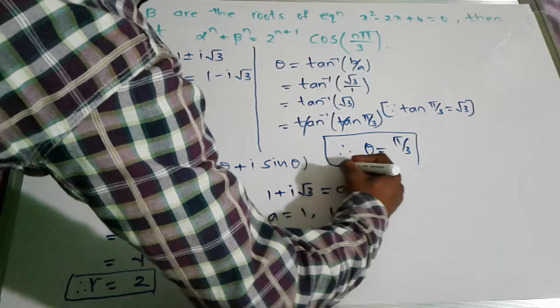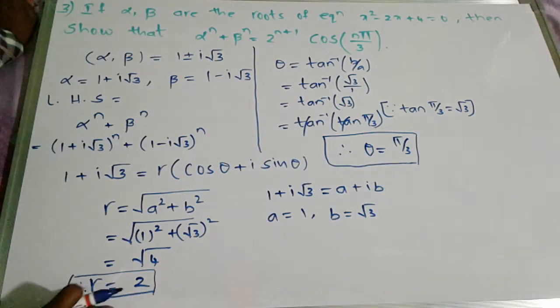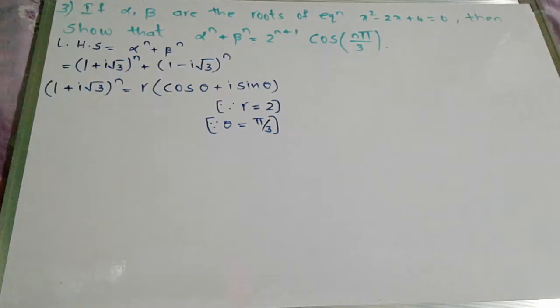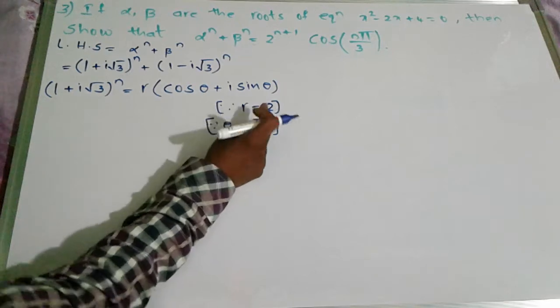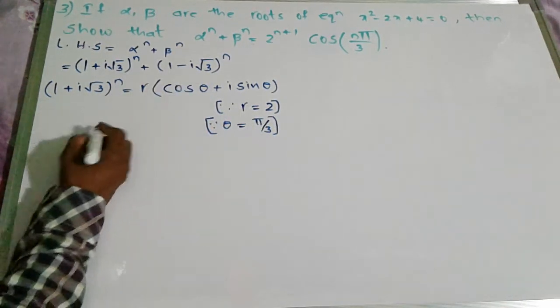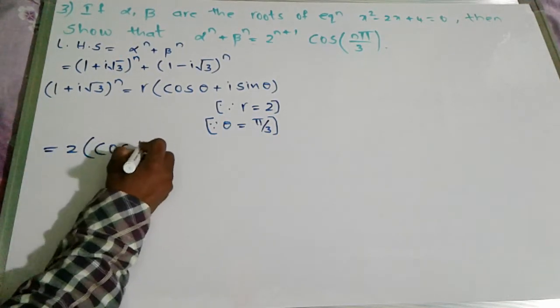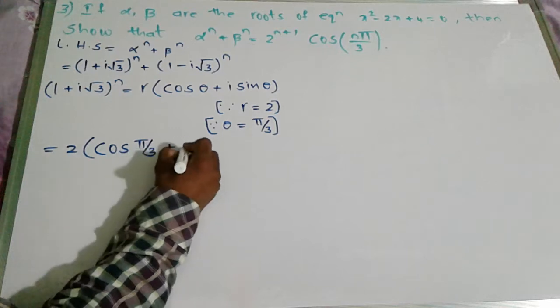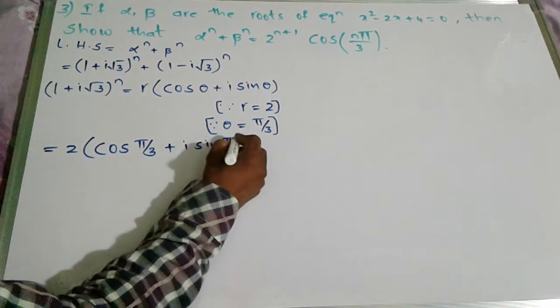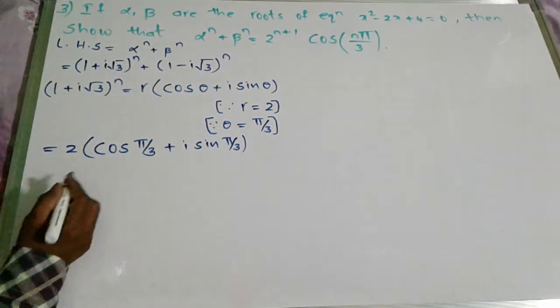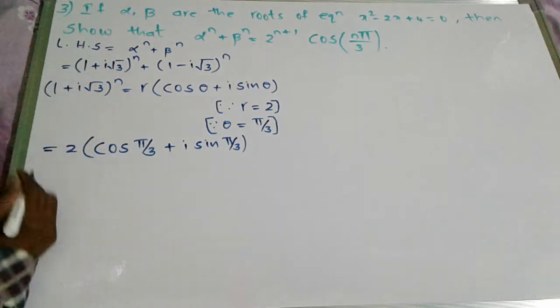So we have to substitute r value and theta value over here, so that we get the polar form of 1 plus i root 3. Okay guys, I am substituting r equals 2 and theta equals pi by 3 over here, so that we get 2 of cos pi by 3 plus i sin pi by 3, right? And similarly 1 minus i root 3, which is the complex conjugate of 1 plus i root 3.